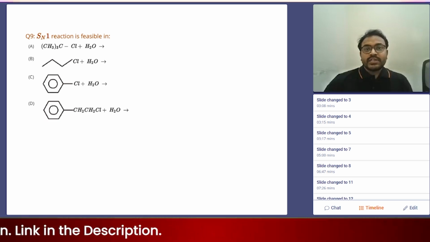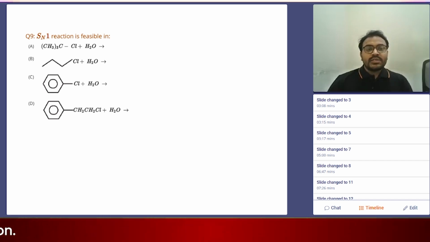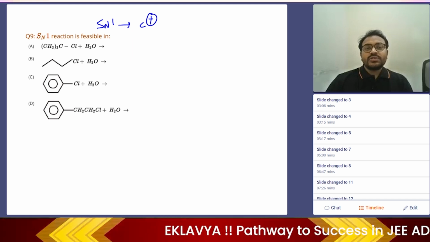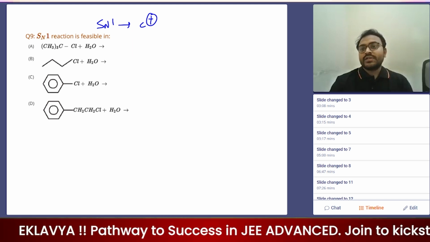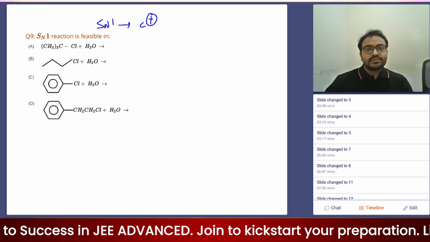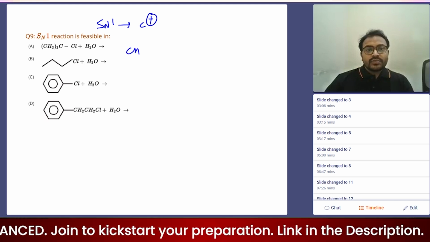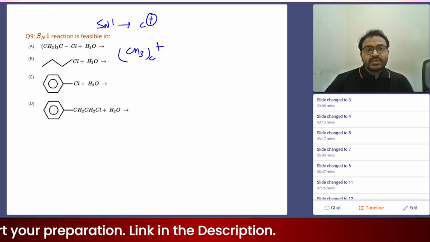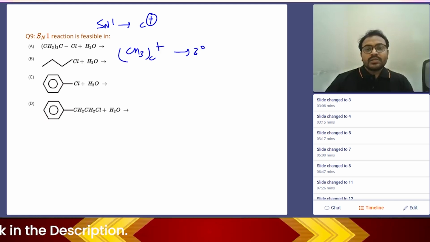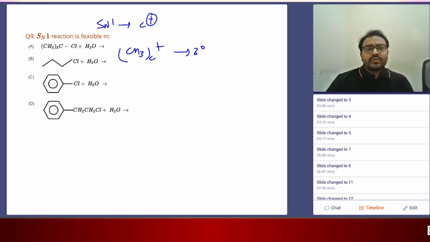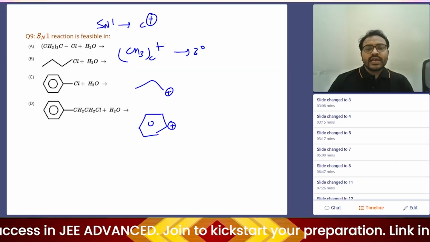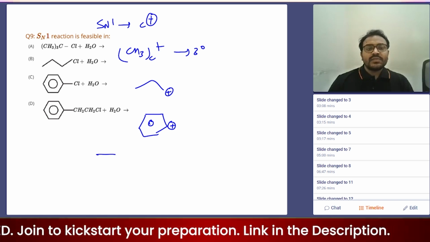Next question is: the SN1 reaction is feasible in which? We know that the SN1 reaction takes place via formation of a carbocation. In SN1, a carbocation forms, right? So if you remove Cl, we'll get here (CH3)3C plus, this is a 3 degree carbocation. From the second one, we'll get a 1 degree carbocation. From the third, after removing Cl, we'll get this phenyl carbocation, which is highly unstable.